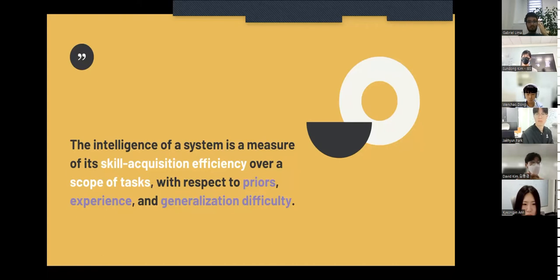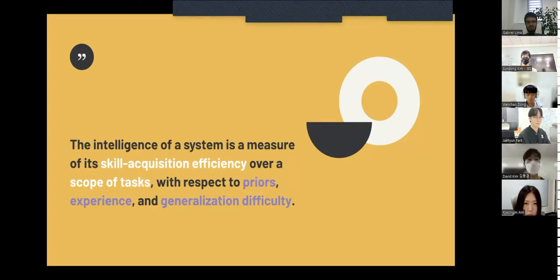We don't want to measure skill. We want to measure the ability of someone. But what's a bit harder to understand is what he means when he says with respect to priors, experience, and generalization difficulty. So I'll just explain this with some examples.